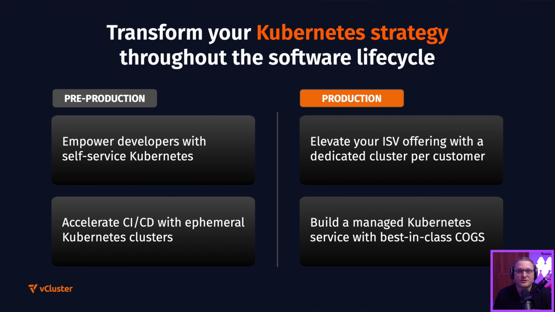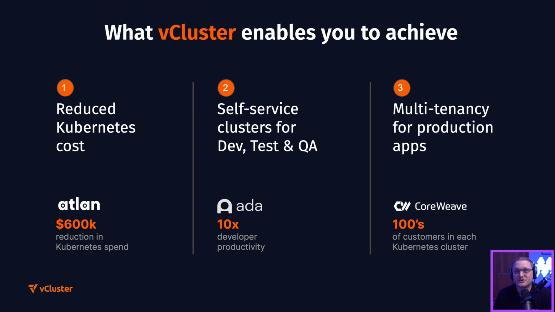Transform your Kubernetes strategy throughout the software lifecycle. In pre-production, you can empower developers with self-service Kubernetes. You can accelerate CI/CD with ephemeral Kubernetes clusters. And then in production, you can elevate your ISV offering with a dedicated cluster per customer, or build a managed Kubernetes service with best-in-class COGS. So what does vCluster enable you to achieve? You can reduce Kubernetes cost, you can create self-service clusters for dev, test, and QA, or multi-tenancy for production applications. And we also have use cases from each of these customers you can find on our website.